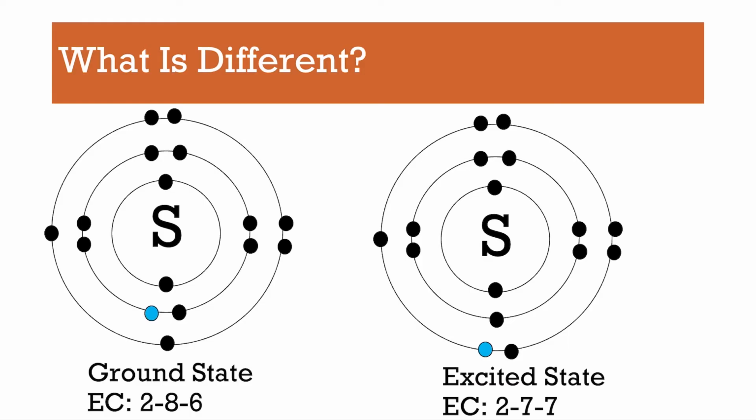Now we know it's sulfur because both of them have 16 electrons. But what happened is that this blue electron got excited and moved up in energy level. So now instead of having 2, 8, and 6, the blue one is in a different spot, so you get 2, 7, 7. This is not stable, it does not last long. This blue electron has to go back to completely fill that second shell. Ground state, excited state.